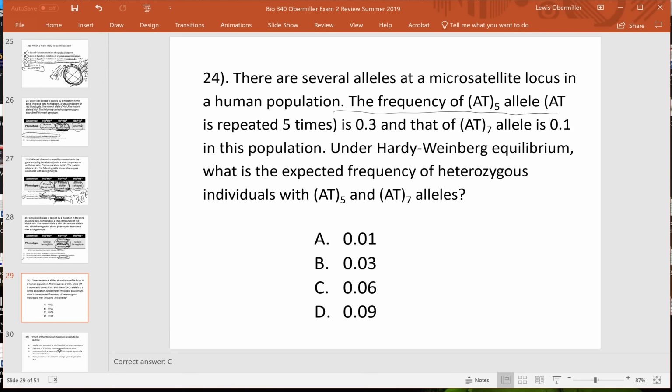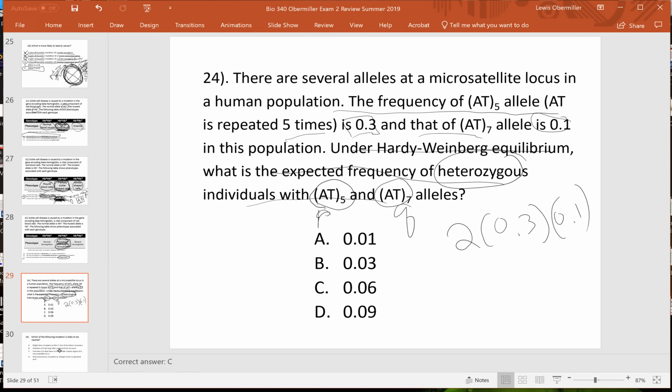All right, AT5. We know that's repeated 5 times. It's 0.3% of the population. AT7 is 0.1% of the population. What are the frequency of the heterozygote with AT5, AT7? So Hardy-Weinberg is, this one would be P, this one would be Q, and we want to know the heterozygote, so that's 2 times P, which is 0.3, times Q, which is 0.1, so we just do the math.